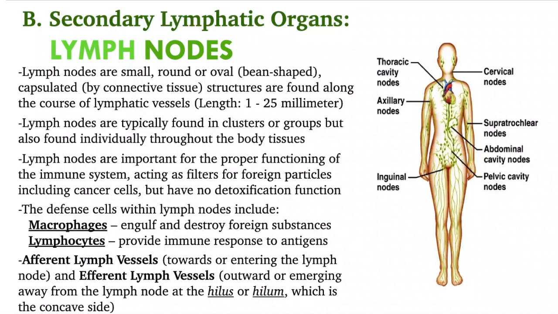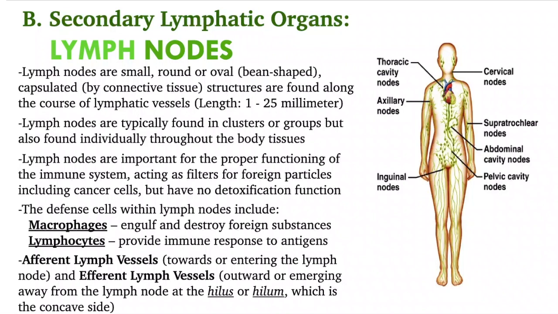Now we do have two types of lymph vessels. We have the afferent and efferent lymph vessels, starting with the letter A. This is where it's going to be coming in. It's entering the lymph node or coming towards the lymph node, while the efferent lymph vessel is going to leave the lymph node. Now I'm going to show you a picture.